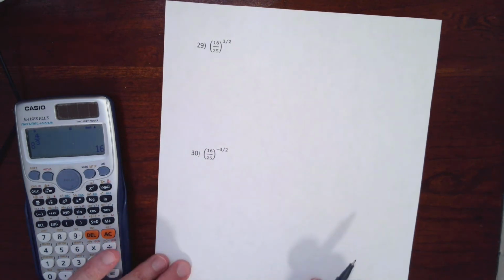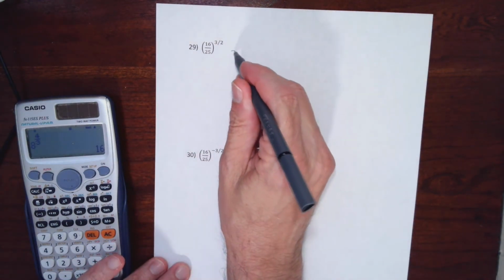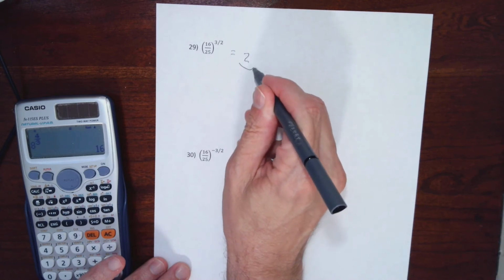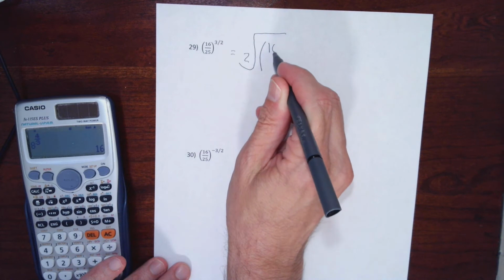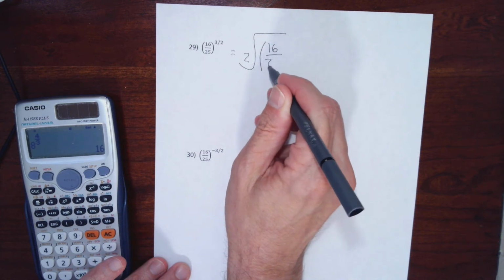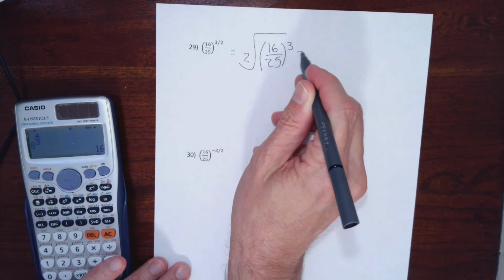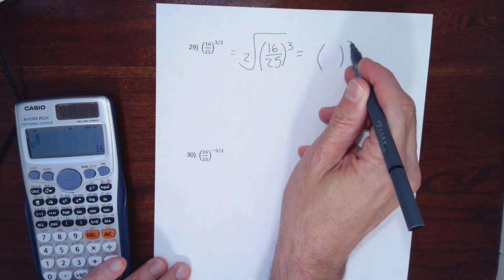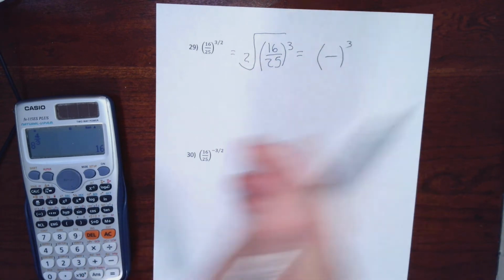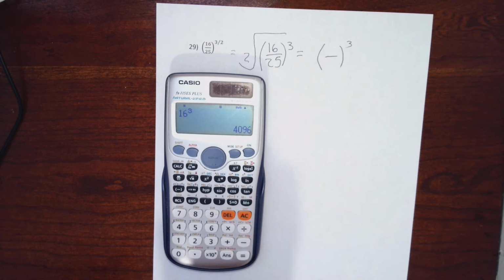29 is a fraction exponent to a fraction, which is really unpleasant. But I can still make that into a radical. This is going to be the square root of 16 over 25, cubed. And that cubing is ugly. The numbers would get really big. If I cubed 16 and I cubed 25, I'd get numbers that I don't even care to write.